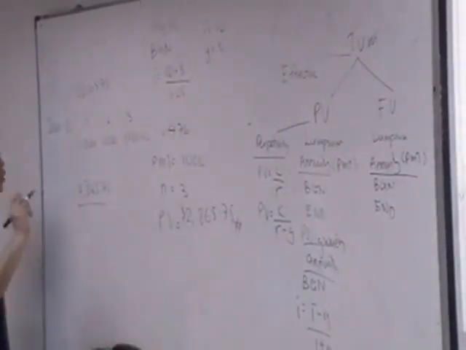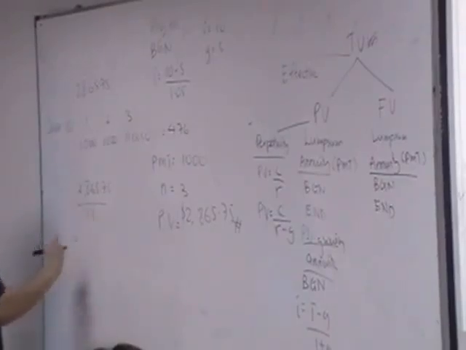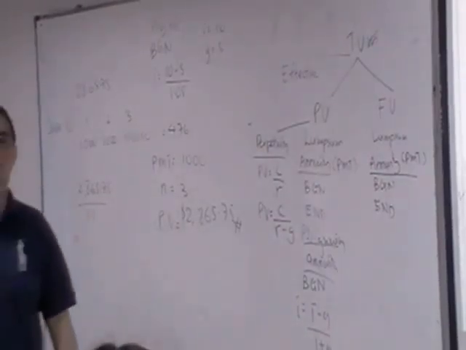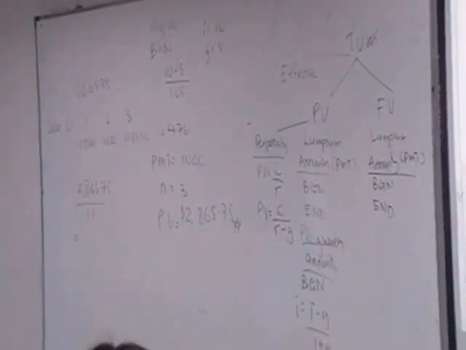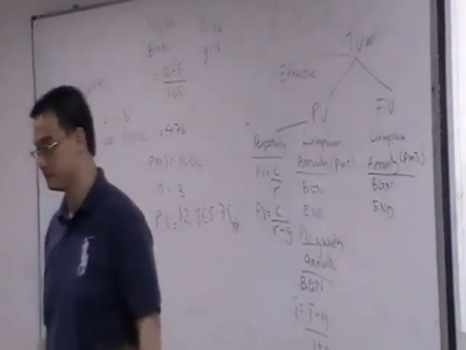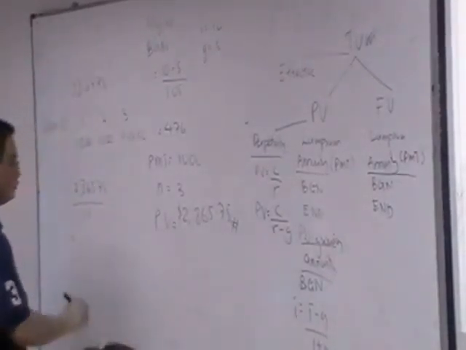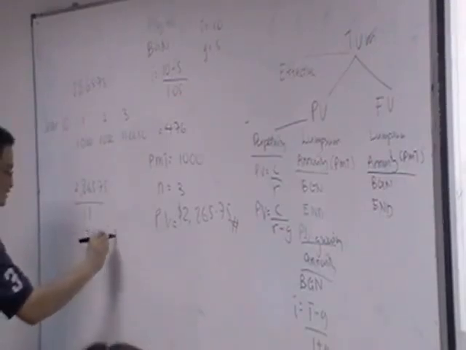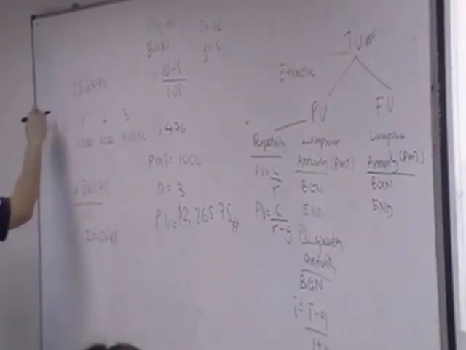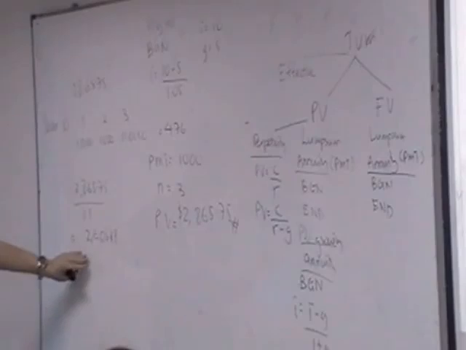Now, simple calculator. 2865.75 divided by 1.1. What do you get? 2605. You get 2605.18. Can you see it? Can you follow? It's actually the same thing.